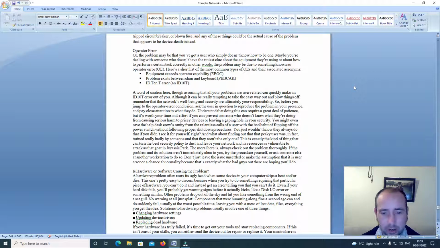The moral here is always check out the problem thoroughly. If the problem and its solution aren't immediately clear to you, try the procedure yourself or ask someone else at the workstation to do so. Don't just leave the issue unsettled or assume that it is user error or a chance abnormality, because that's exactly what the bad guys out there are hoping you'll do.